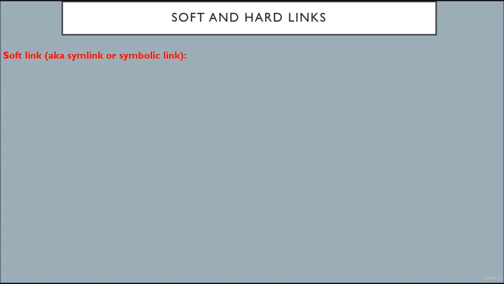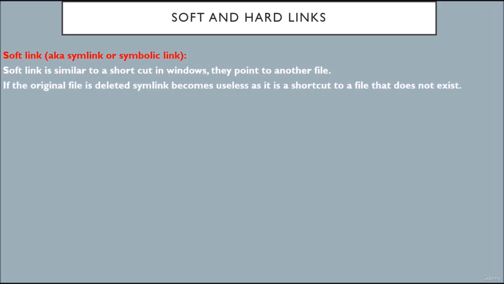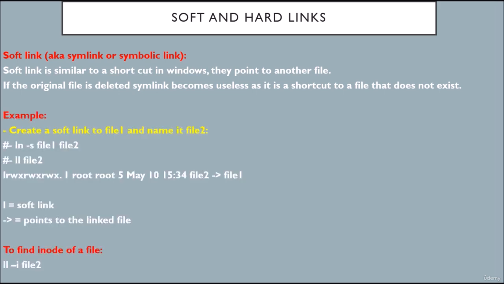Soft link is also known as the symlink or symbolic link. Soft link is similar to a shortcut in Windows. They point to another file. If the original file is deleted, the symlink becomes useless as it is a shortcut to a file that does not exist anymore. Let's look at an example.